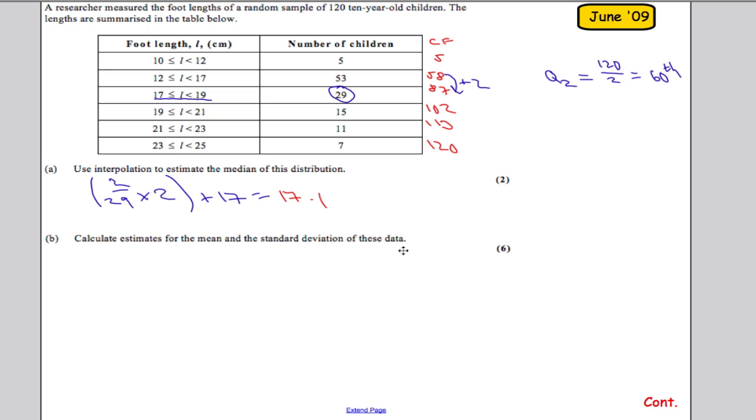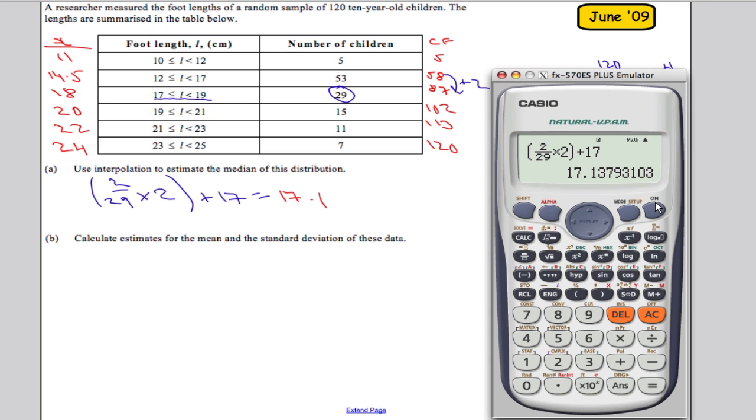Calculate estimates for the mean and standard deviation. Well, to get the mean and standard deviation, I'm going to let my calculator do all the hard work. I'm going to first write down the values of the midpoints x. So in this case it's 11, 12 and 17 is 29. 29 divided by 2 is 14.5. 17 and 19, 36 divided by 2, which is 18. This is going to be 20. This is going to be 22. And then finally 24. So there's all our midpoints.